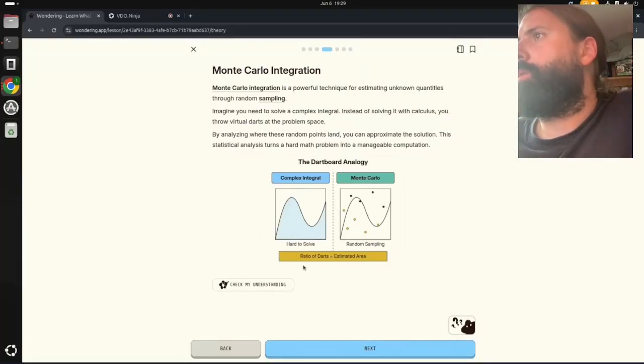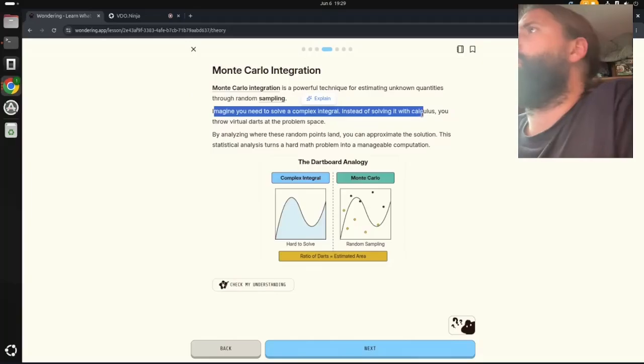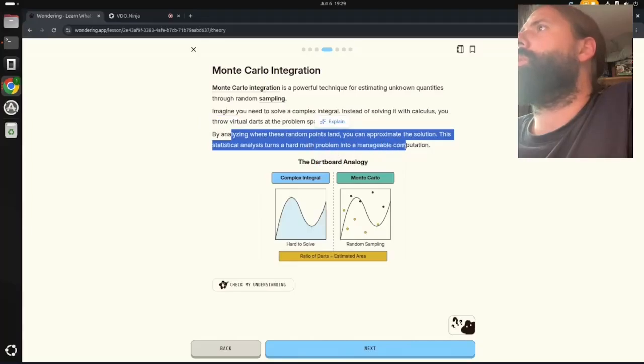Random sampling, ratio of darts, estimated area. Powerful technique for estimating unknown quantities through random sampling. Imagine you need to solve a complex integral. Instead of solving it with calculus, you throw virtual darts at the problem. By analyzing where the darts land, you can approximate the solution. This turns hard math problems into a manageable computation.